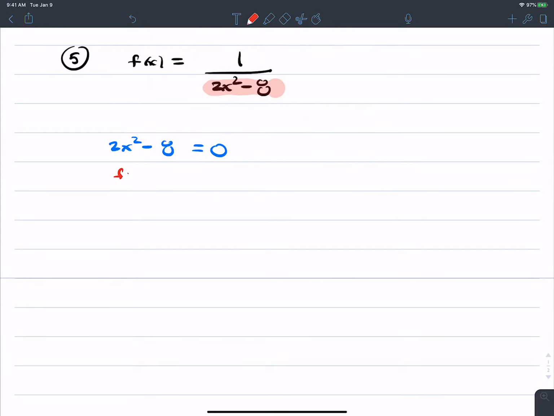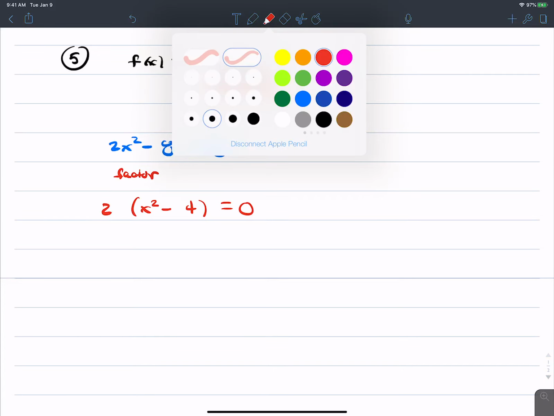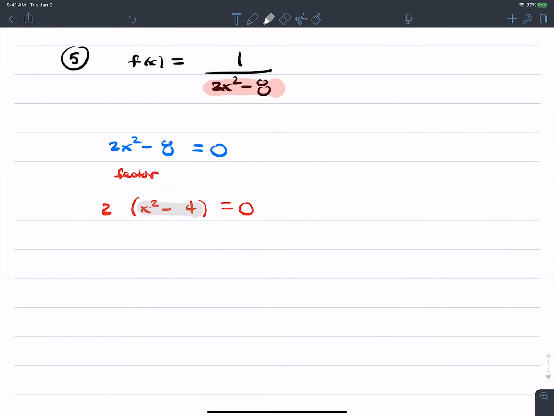And what we mean by factor, we can take out the greatest common factor. Now the greatest common factor here is going to be 2, and my quotient is x squared minus 4. So we're going to solve this quadratic equation by factoring. You notice now what you're left with here to factor this quotient is a difference of perfect squares. So we factor this as x plus 2 times x minus 2.